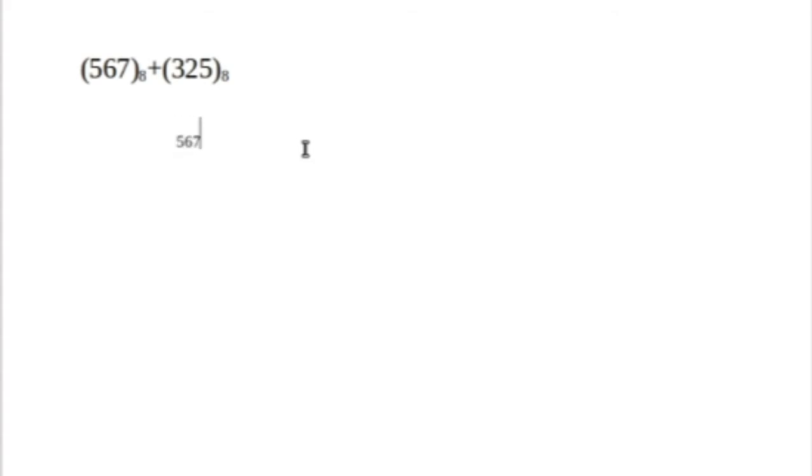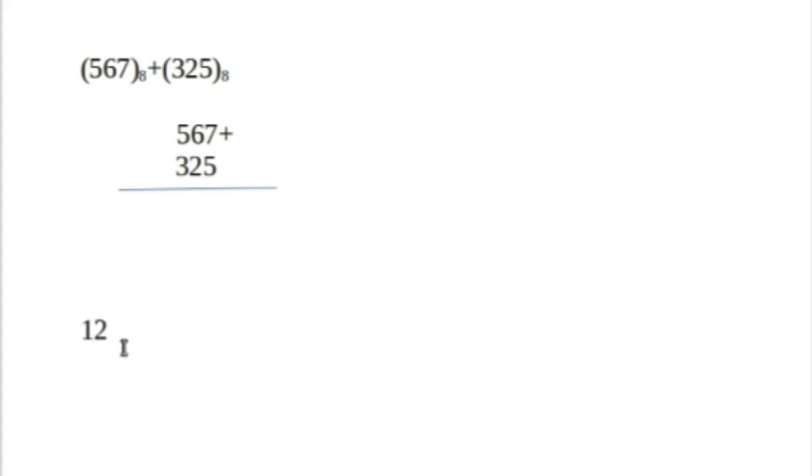That is 567 plus 325. Okay, so these two are added together. That means 7 plus 5. Here 7 and 5 are added together. 7 and 5 when you add together you will get 12 in decimal.